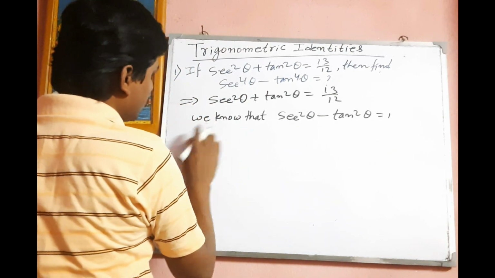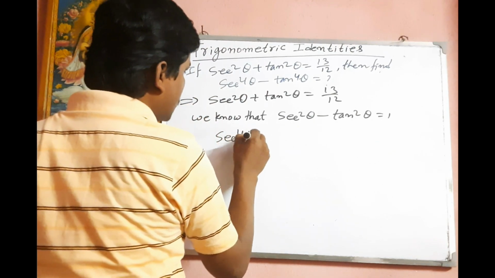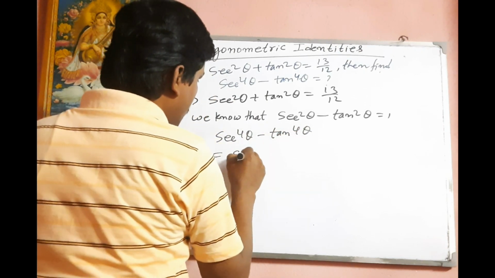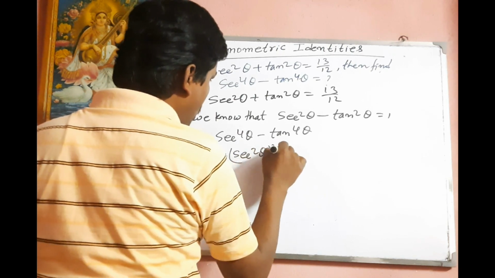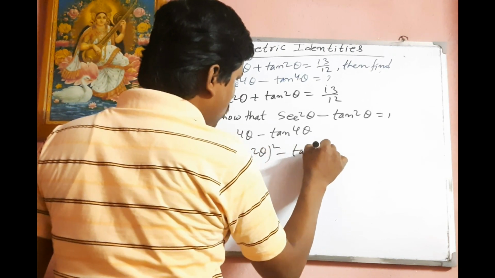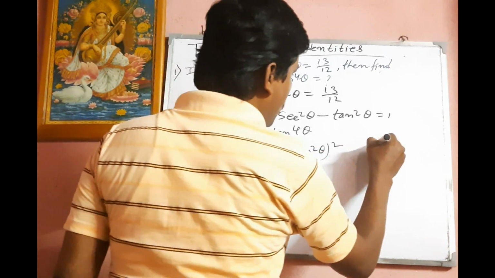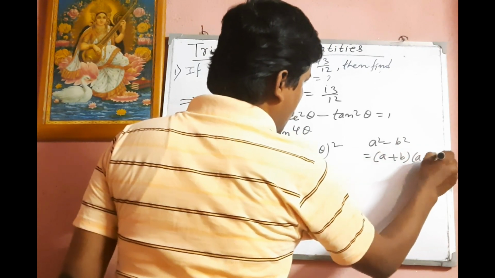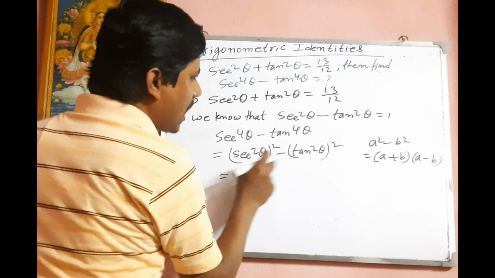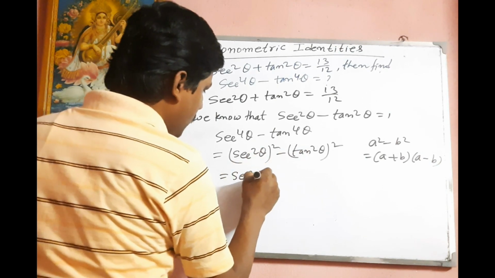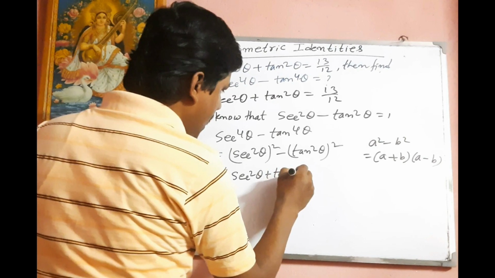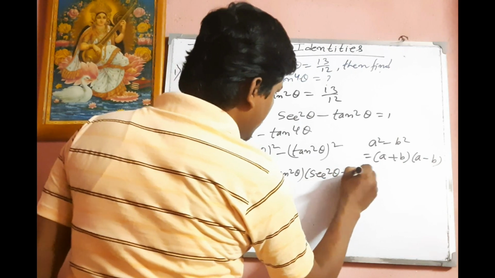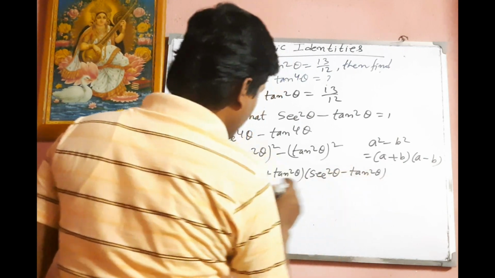And now sec to the power 4 theta minus tan to the power 4 theta is equal to sec square theta whole square minus tan square theta whole square. Now using the formula of a square minus b square, we get a plus b and a minus b. Here this is a and this is b, so sec square theta plus tan square theta is the a plus b, and sec square theta minus tan square theta is the a minus b.